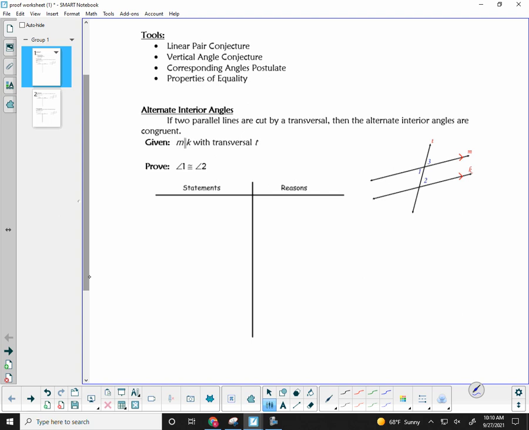All right, so here's our first proof. We're going to prove that alternate interior angles are congruent. I have a figure drawn over here for us, and I have some angles marked, only a few of them. What do we start every proof with? Our given. So I have M is parallel to K with transversal T. That was given to us.